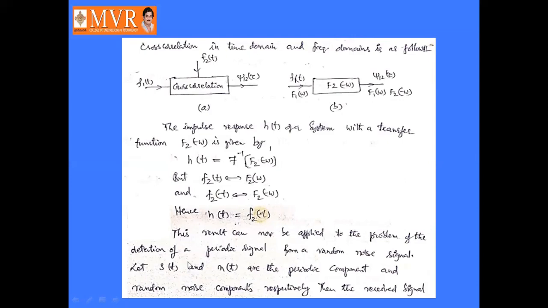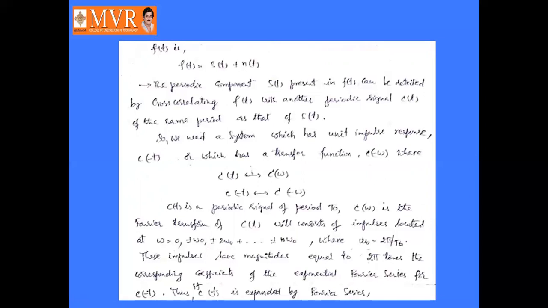So this result can now be applied to the problem of detecting a periodic signal in a random noise signal. Let S(t) and N(t) be the periodic component and the random noise component respectively. Then the received signal f(t) is a combination of the periodic signal as well as the noise signal. So it can be written as f(t) equal to S(t) plus N(t), right?